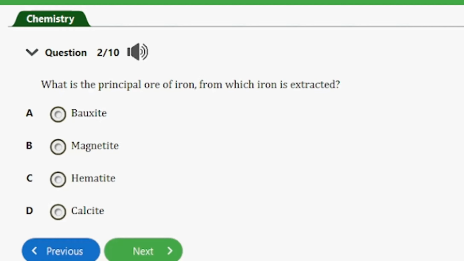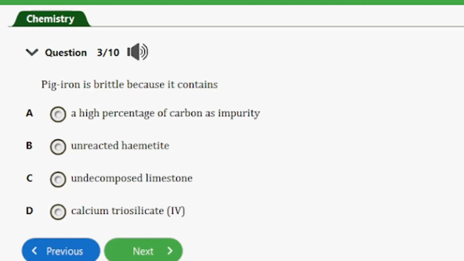Question number 2, it says, what is the principal ore of iron from which iron is extracted? We have bauxite, we have magnetite, we have hematite, we have calcite. So guys, the answer to this question is option C here, and that's hematite. Hematite, which is Fe2O3, is the principal ore of iron, and it's widely used for the extraction of iron metal. So that's it. Let's look at the next question.